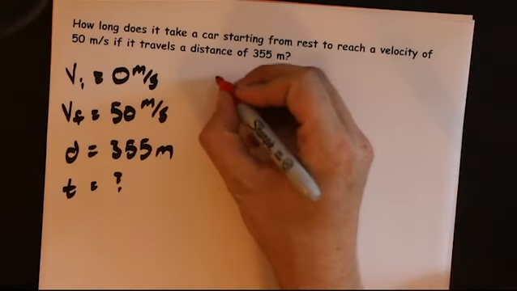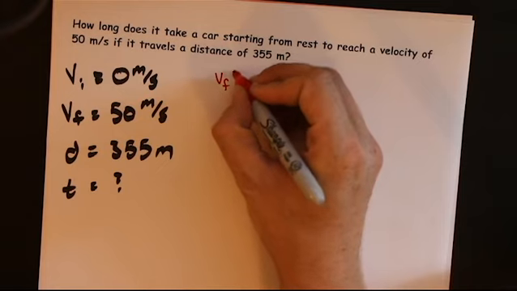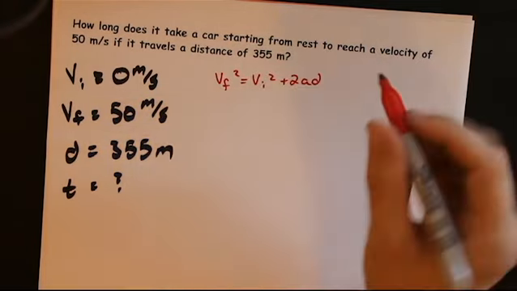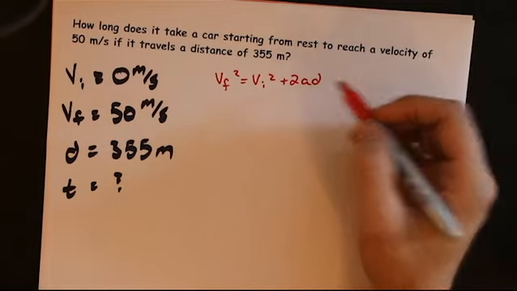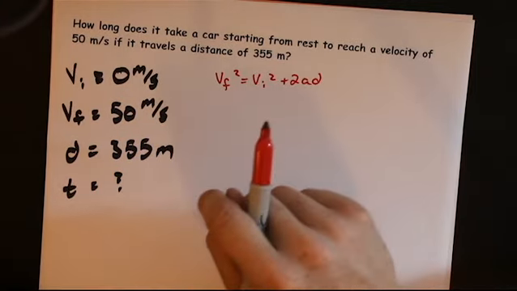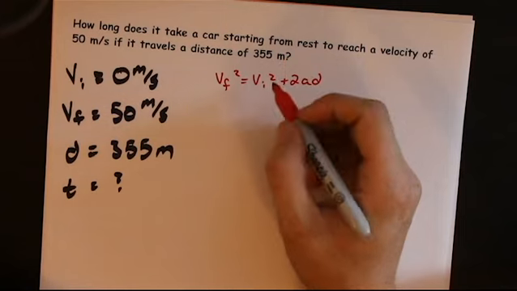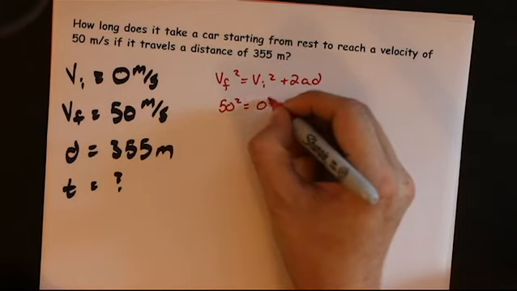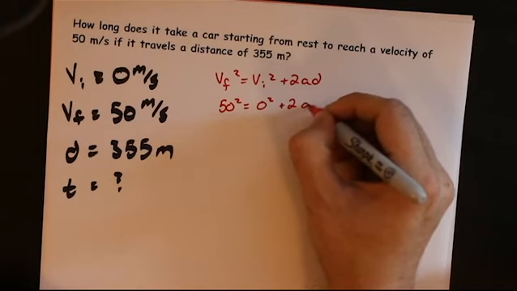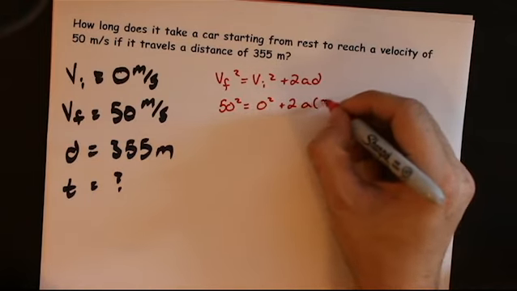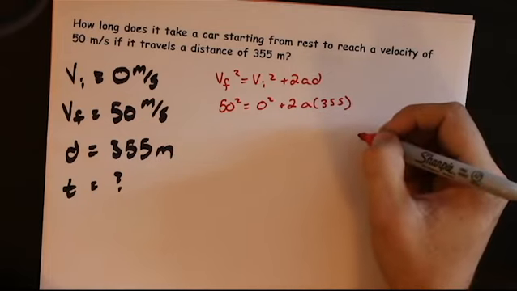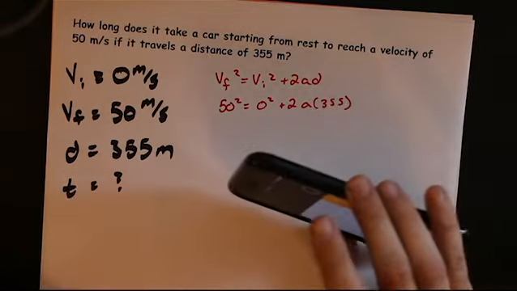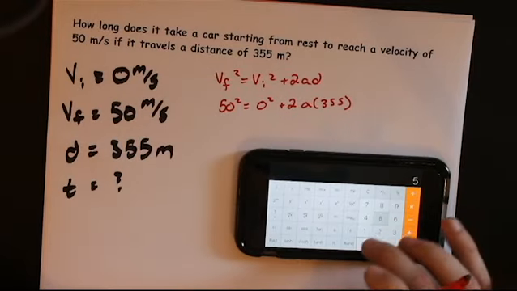So solving for the acceleration, VF squared equals VI squared plus 2AD. All right, so we're solving for acceleration, even though the problem wants us to solve for time. We got to find the acceleration first. So we have 50 squared equals 0 squared plus 2A, and then our distance is 355. All right, so let's plug our numbers into our calculator here. Let's do this 50 squared first.